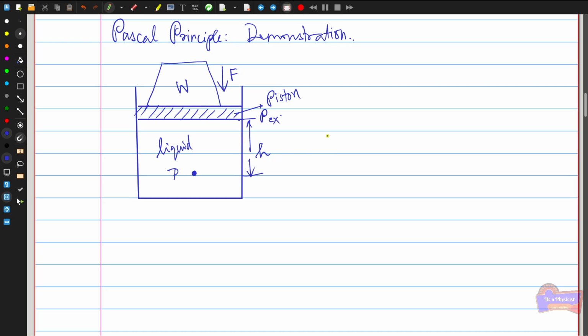Then I can write the pressure P is equal to the pressure exerted by this weight, P_ext, plus the pressure due to this liquid, which I can write as density times g times h. So this will give you the pressure at any point P in this liquid.